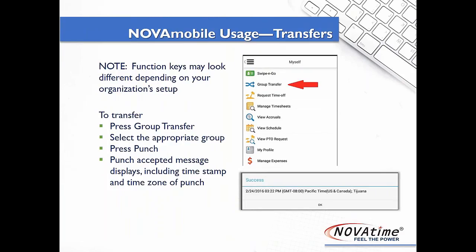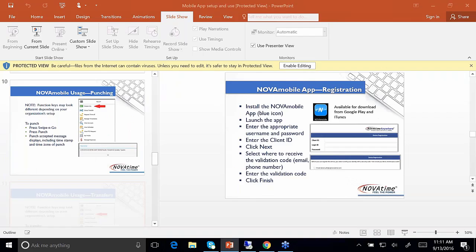So after you get your registration, it'll look similar to what we just showed. And you can go ahead and do the punches. It will give you a success message. It will give you the timestamp for the time that you punched based on the access group. So if the access group is configured for Eastern time, it's going to show Eastern. If it's West Coast, it'll show West Coast, etc. The same goes for transfers. Transfers are also going to give you that success message.